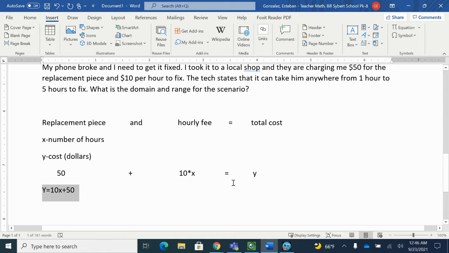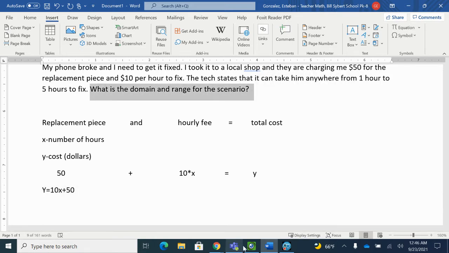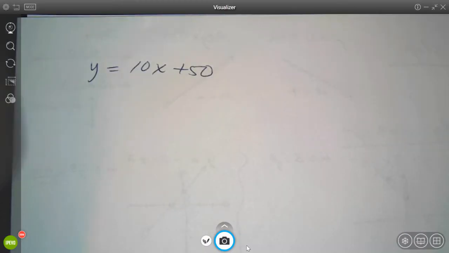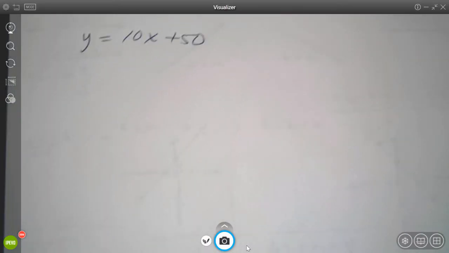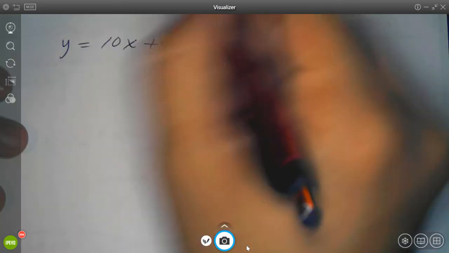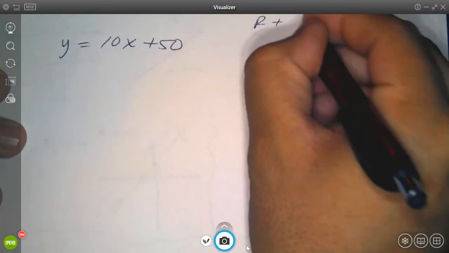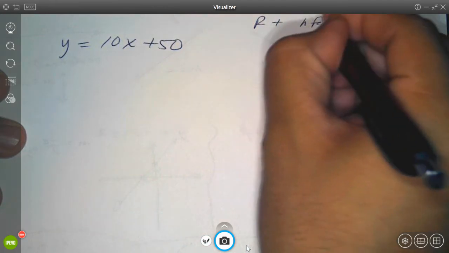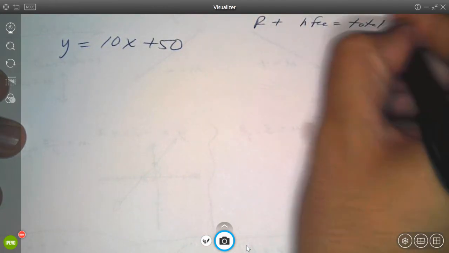Now I'm going to transition to paper here to continue working on my domain and range. So the question says, what is the domain and what is the range? Well, this is my scenario. This is my equation. But let's go back to the scenario, right? We said it's the replacement plus the hourly fee, and that was total cost, right?